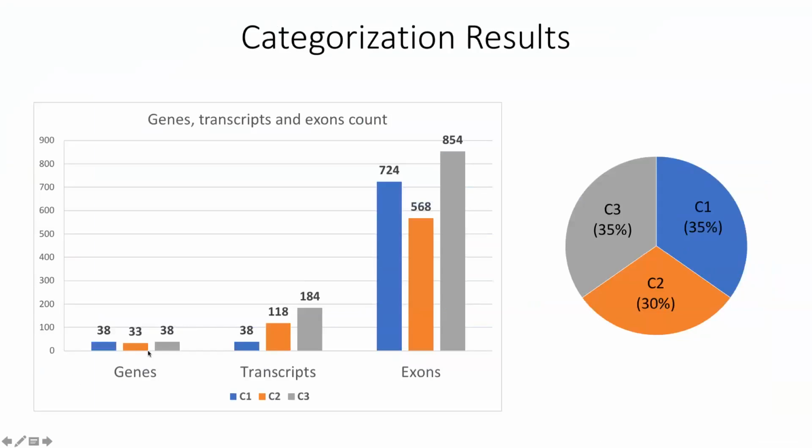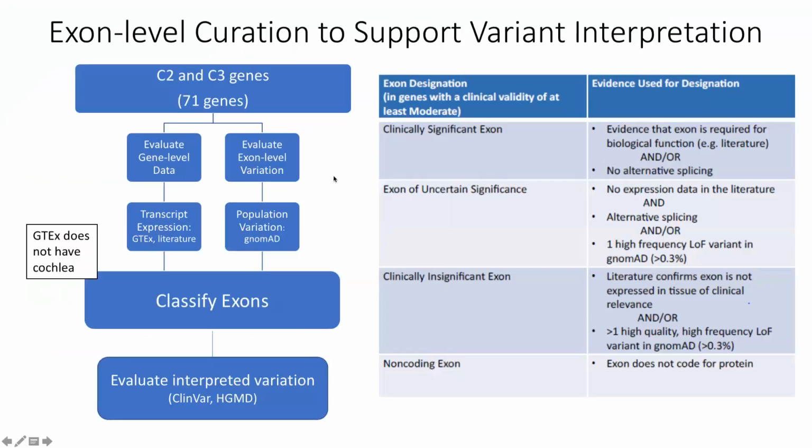And these are the categorization results. As I said, there was a pretty even split across all of the categories. Here are all the transcripts for all of the categories. Obviously, category 3 had the most transcripts, and the number of exons for all of those categories. And so for category 2 and category 3 genes, which were 71 genes, we wanted to do further curation of these genes, really to evaluate what would be the consequence of loss of function variants in these genes.